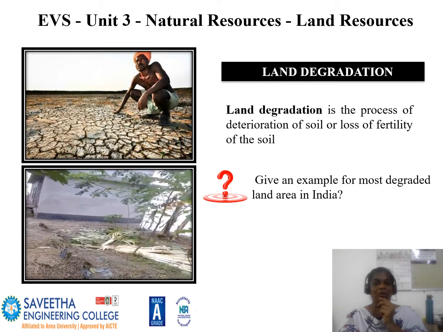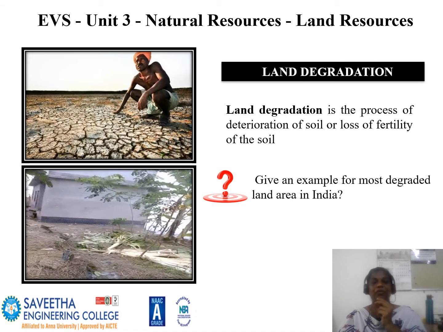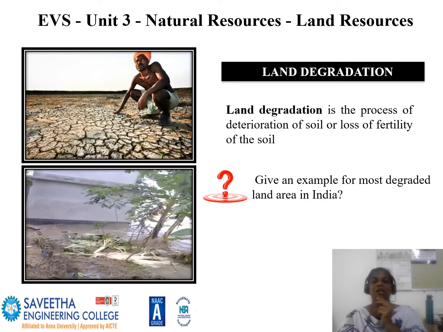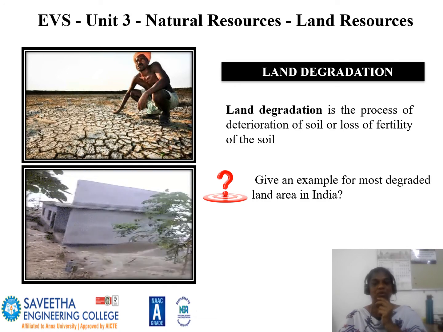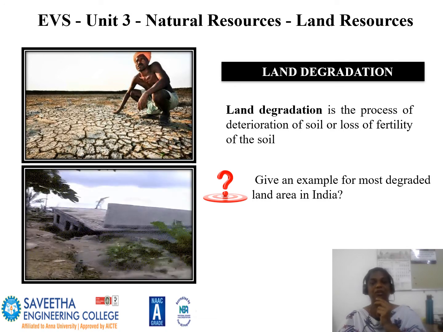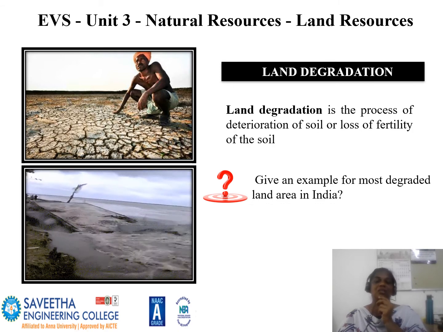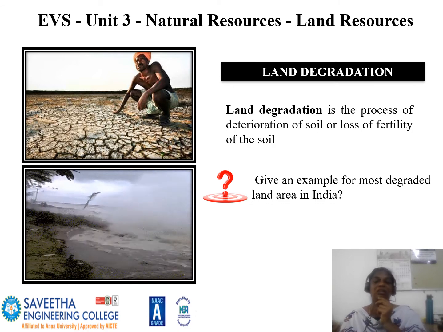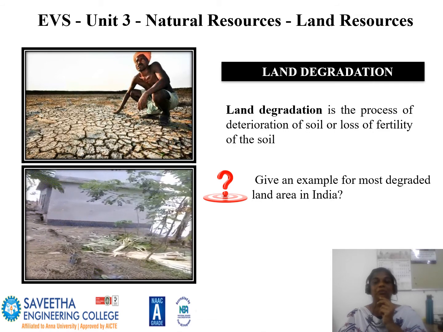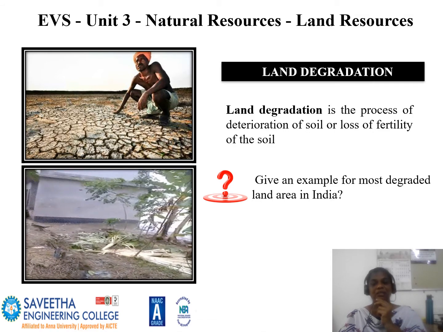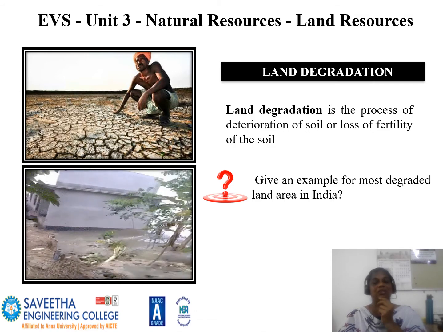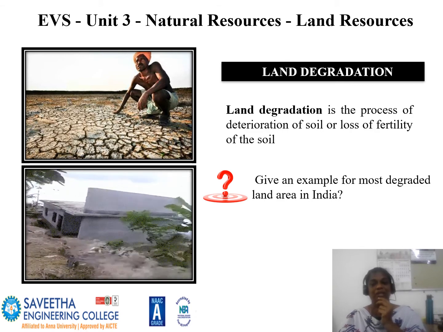Let us see one by one in detail. First of all, what is land degradation? Land degradation is a process of deterioration of soil or loss of fertility of the soil. If the fertility of the soil is gone, nothing could be done. We can also list many places in India where the land has undergone degradation.